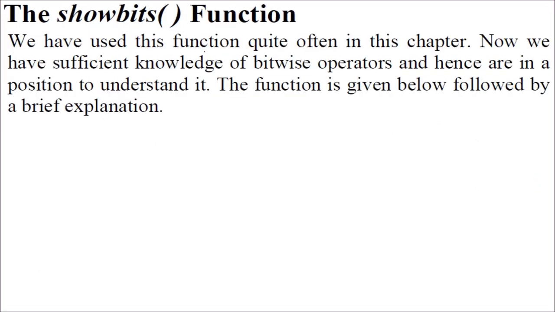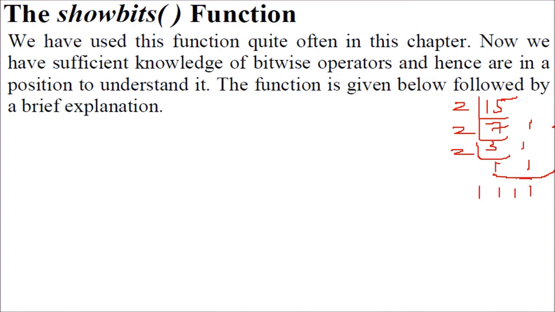Okay? The show bits function is simply taking a decimal number and giving you the bit stream. Say, let me take 15. So what will be the value of this decimal number in terms of bits? 2 7s are 14, remainder is 1. 2 3s are 6, remainder 1. 2 1s are 2, remainder 1. Okay. So we go from this side to this side. So you get 1 1 1 1. This is the binary equivalent of 15. In the show bits function you pass 15, you get 1 1 1 1.